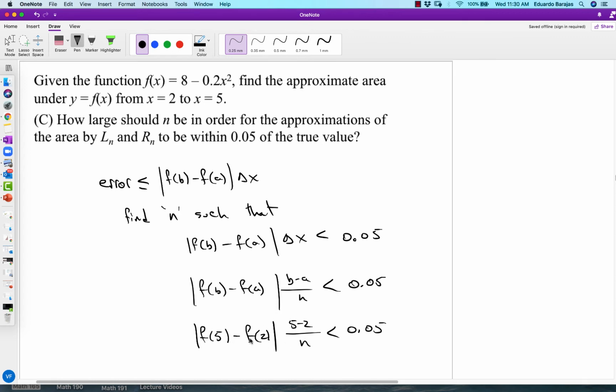Okay, so now this can be calculated. We know our function value right there. So let's put that off on the side here. So note that, I'll put it over here. f of 5 is equal to 8 minus 0.2 times 5 squared. And f of 2 is equal to 8 minus 0.2 times 2 squared. So we can just use our calculator to figure out what this is.